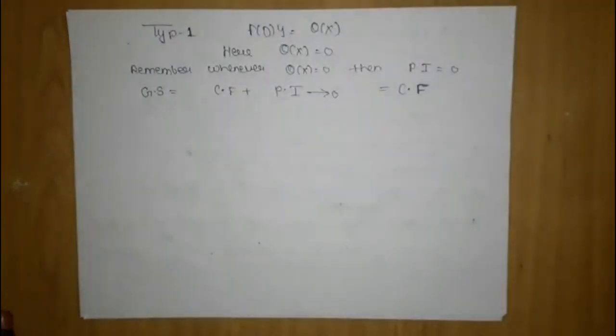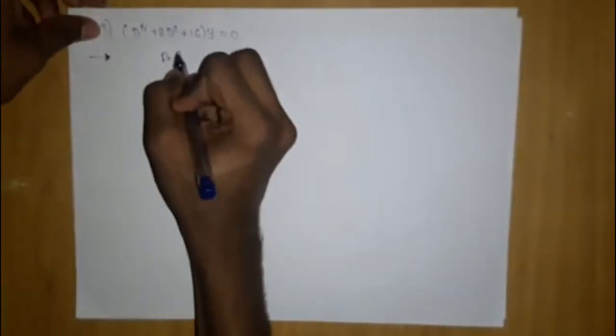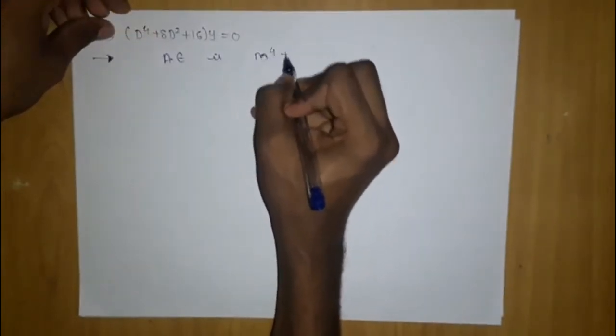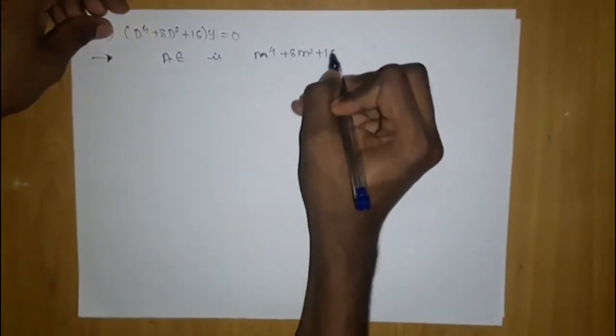Now let's move on to the next question. The next question which we are going to take is as follows. The question says: solve (D to the power 4 plus 8D square plus 16) y equal to 0. The given differential equation is a homogeneous linear differential equation with constant coefficients, its particular integral is 0, therefore the general solution is nothing but the complementary function. Its auxiliary equation: just replace D by m, so m power 4 plus 8 m square plus 16 should be equal to 0.